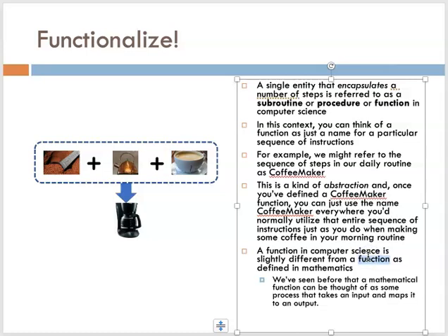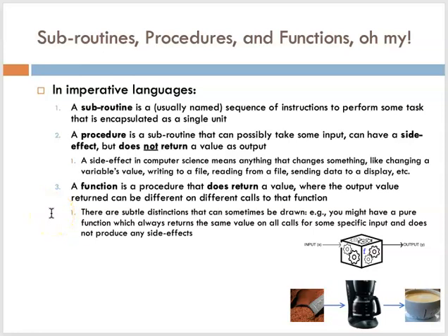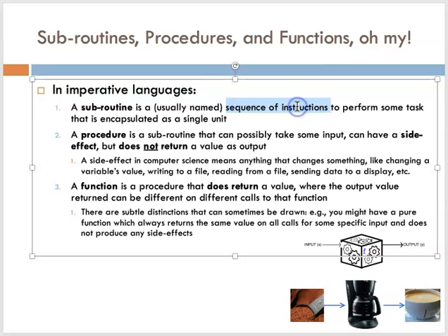We know that a mathematical function is basically some process that takes some input and maps it to some output. In computer science, we're going to see there's a similar idea like that, and then there are other ideas that are more general and perhaps a little more powerful as well, which are sometimes referred to with the same nomenclature. So let's look at these in a little more detail. Subroutines, procedures, and functions. A subroutine is usually some named sequence of instructions. It doesn't always have to be in some languages and under certain circumstances, but in general, it's got a name associated with it to perform some task that's encapsulated or brought together as a single unit.